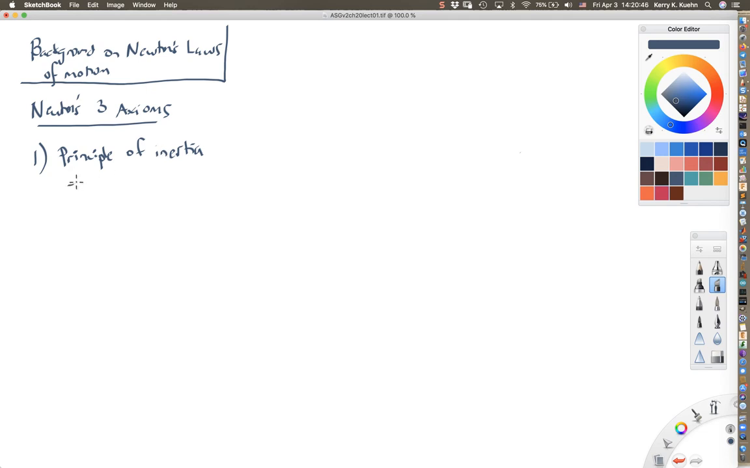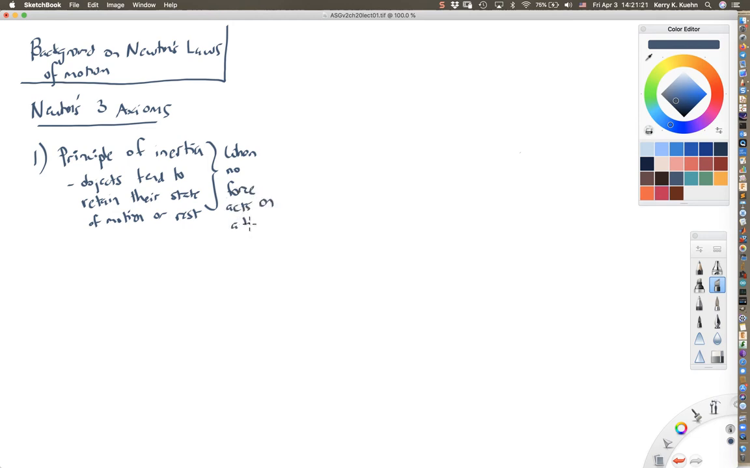So the principle of inertia, which is objects tend to retain their state of motion or rest. So an object at rest stays at rest, an object in motion stays in motion. This basically tells us what happens when there is no force acting on a body. When no force acts on a body, this is what happens.